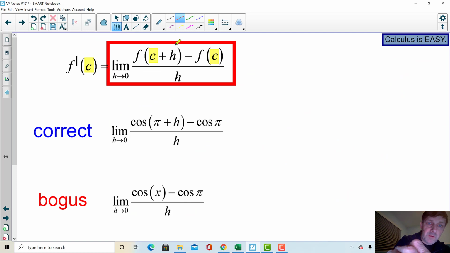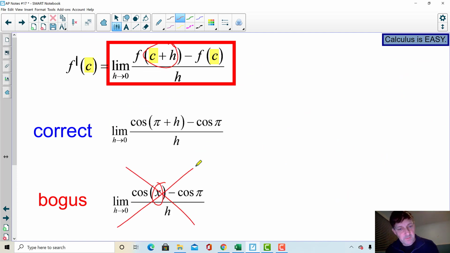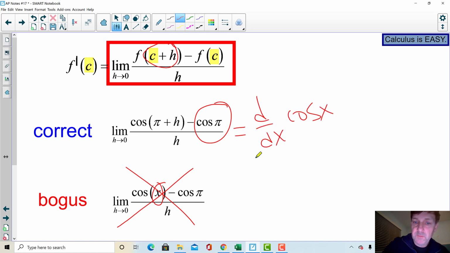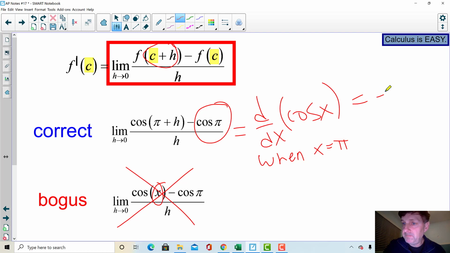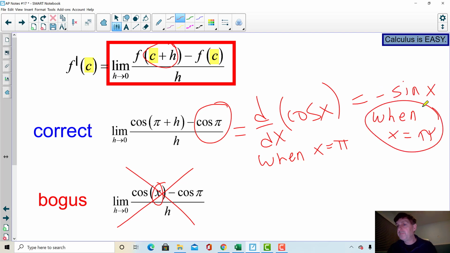Okay, on the bottom limit, you can see it's supposed to be x plus h, but it's just an x. So we're calling that bogus. Again, it's not a bogus limit. It's just not the derivative of cosine. This one is the derivative of cosine of x when x is pi. Derivative for cosine is negative sine. Now we still got to plug in the pi for the x. Sine of pi is 0, so our final answer is going to be 0.